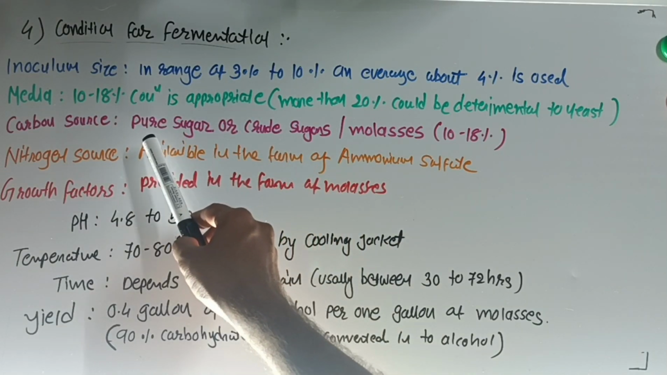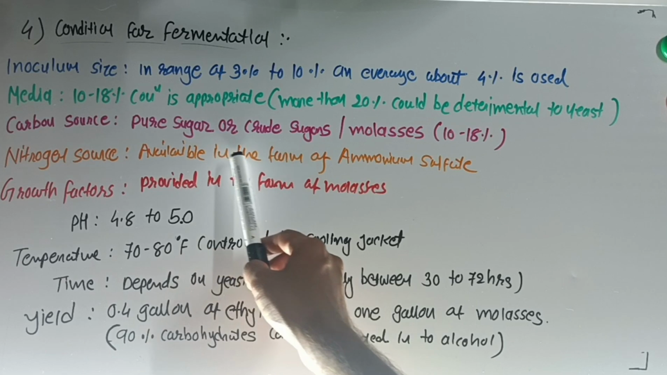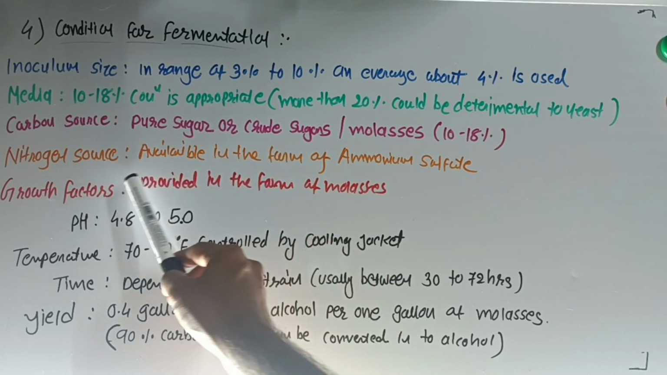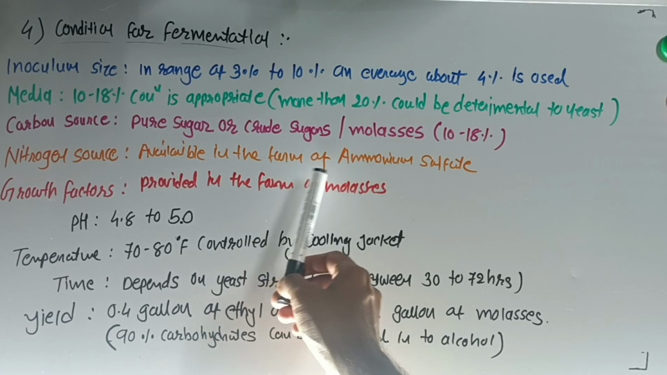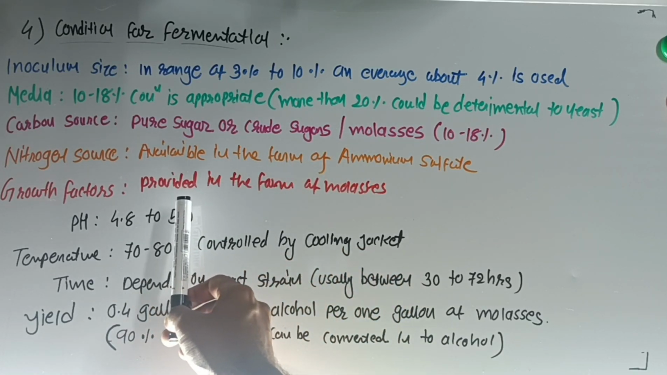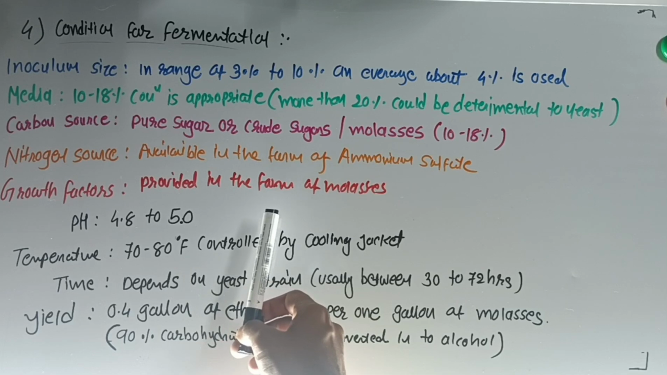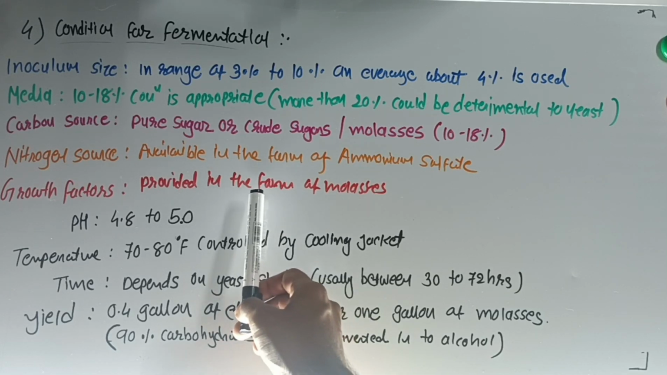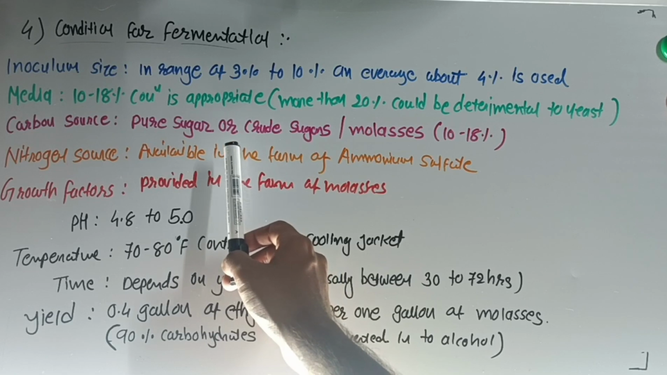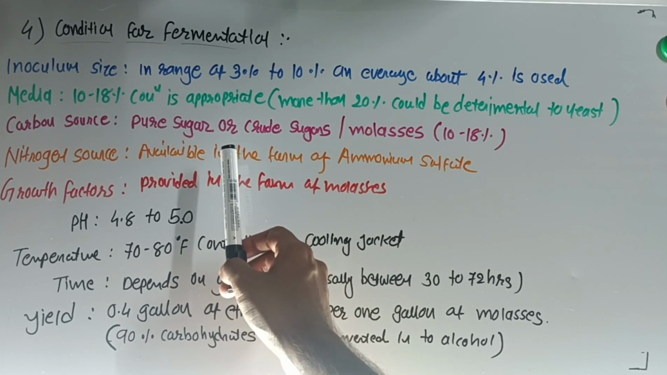Then carbon source: pure sugar or crude sugar is used as the carbon source. Then nitrogen source: we use ammonium sulfate as the nitrogen source. Then growth factor: basically molasses is used as the growth factor. So these are the basic requirements for the conditions of a fermentation process.